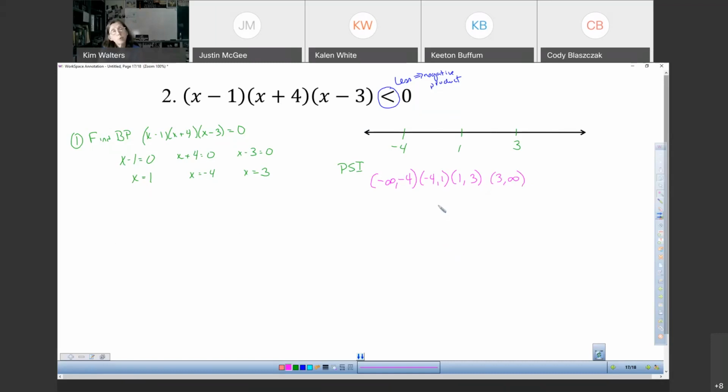And the round bracket, because it is strictly less than. Doesn't matter that it's less than as opposed to greater than. It's got to do with the fact there's no equal to part on there. Okay.